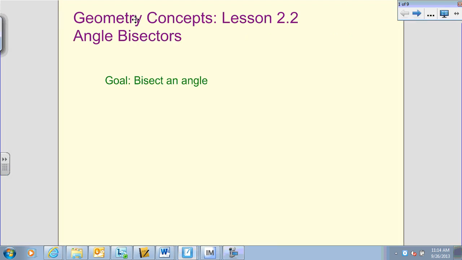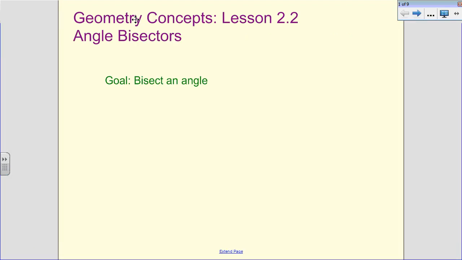Ladies and gentlemen, we're taking a look at lesson 2.2, which is angle bisectors. Some of this should look quite familiar because we've done this idea of segment bisectors. Now we're just applying these ideas, these properties, from segments to angles. So our goal is to bisect an angle.